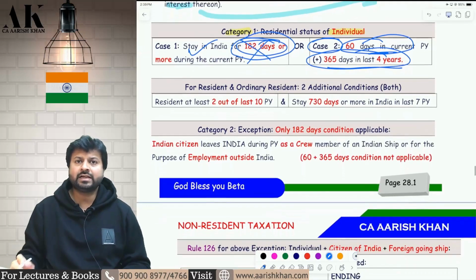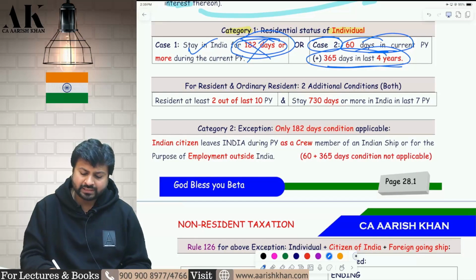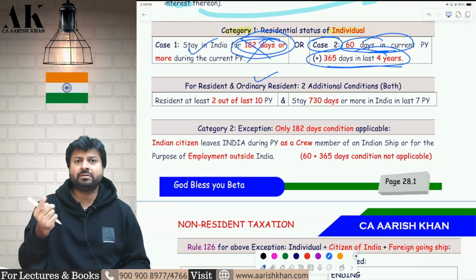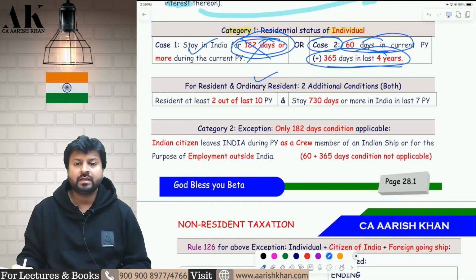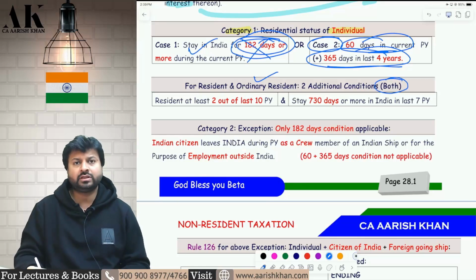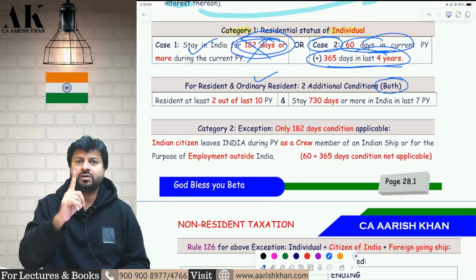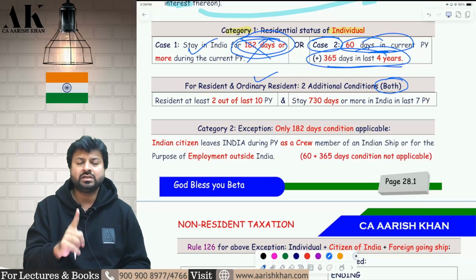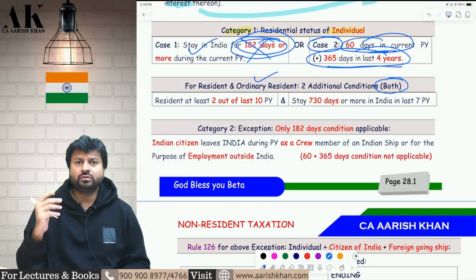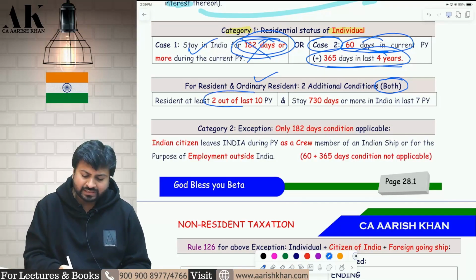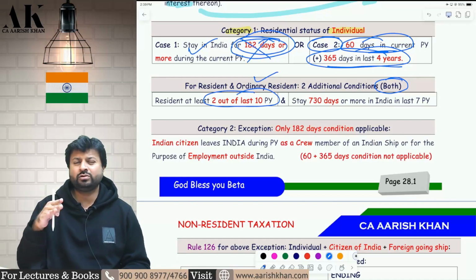Now, once you become resident, there is also a possibility that you can be an ordinary resident, because once you become ordinary resident, there can be world income which is taxable in your hand. To become an ordinary resident, you have to fulfill both the conditions. If you fulfill both the conditions, you are ordinary. If you violate any one condition, then you are not ordinary. So what are the two conditions? First, out of the last 10 years, exclude the current year, exclude 24-25.